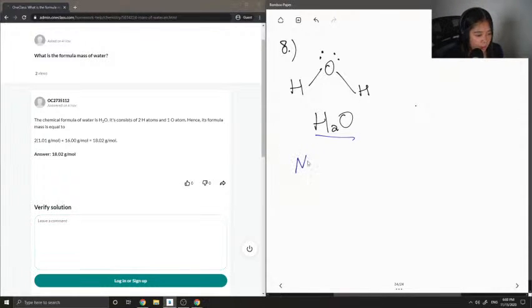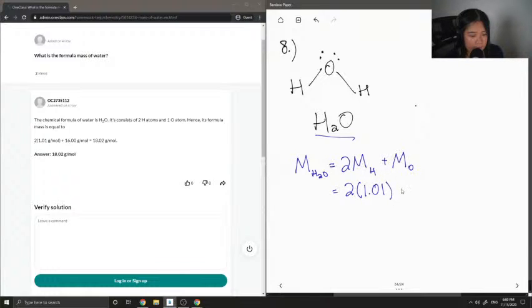You write that here. So they did that by multiplying the atomic mass of hydrogen by 2 and just adding the atomic mass of oxygen. And they got 18.02. Okay, so the solution is correct.